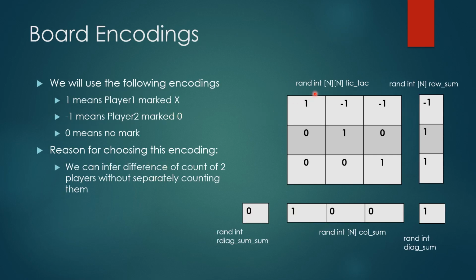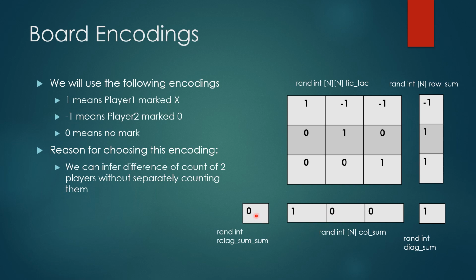Finally, let's take a look at the board encodings. To print out the board, we create this rand int n by n tic-tac, and the encodings are as follows. If player 1 marks a cross in a certain location, we put a 1 in the board, and if player 2 marks a circle, we put a -1. We have additional variables, rand int row sum and column sum, and we'll write constraints so that each variable here is the sum of all the row elements, and similarly, for column sum, every element is the sum of the columns in the tic-tac.